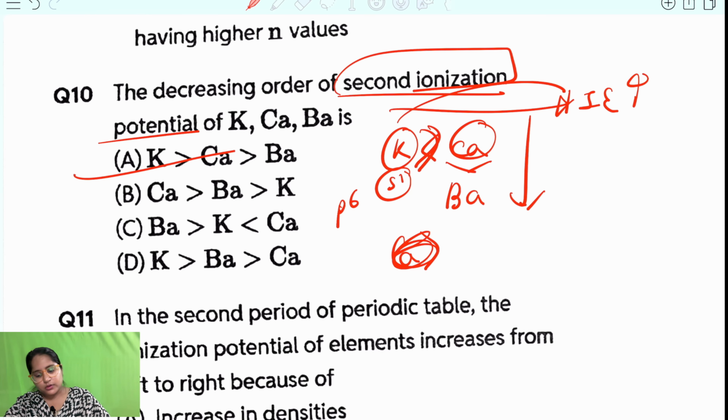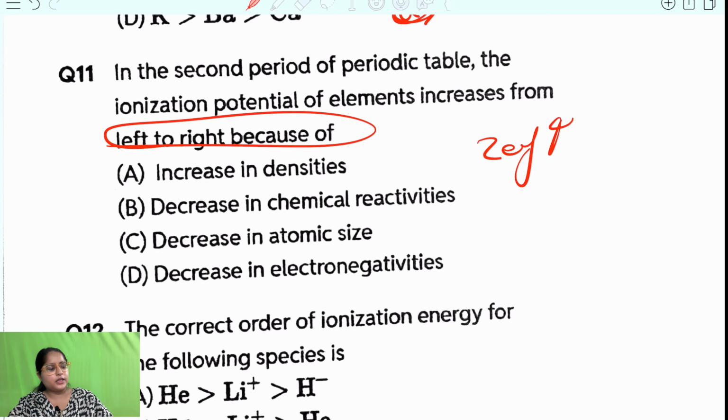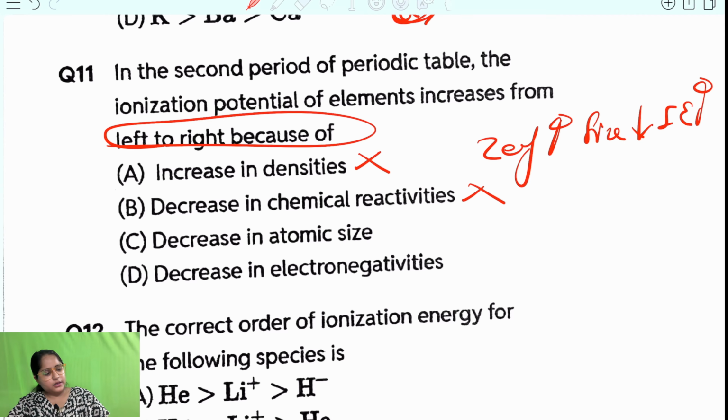10th, A option. Okay. 11th: in the second period of the periodic table, the ionization potential of elements increases from left to right. So why does the ionization potential increase? Because the Z effective increases, so the size decreases, so ionization energy increases. Increase in density, reactivity, decrease in atomic size, electronegativity.